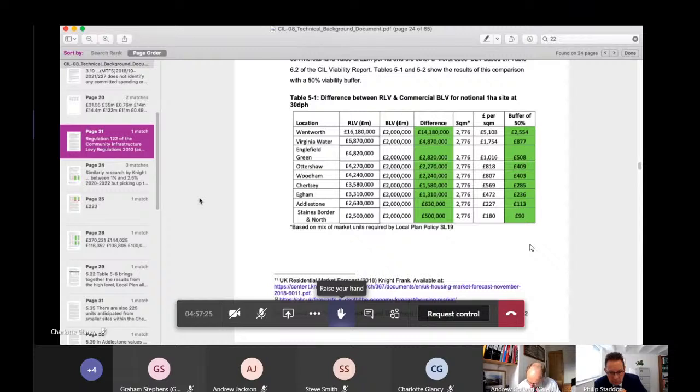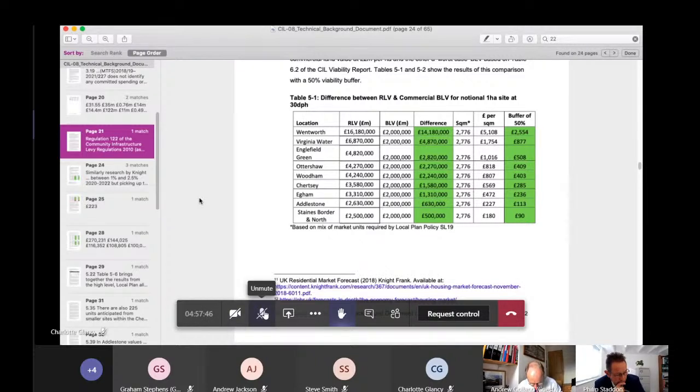Okay, well, you can imagine I've got to ask, you both represent the council. I need to know which is right, which is the figure I should rely on. Is it the original report, or is it this technical background document, which bears the same date? It's December 2019.